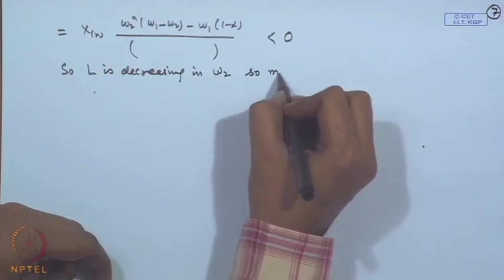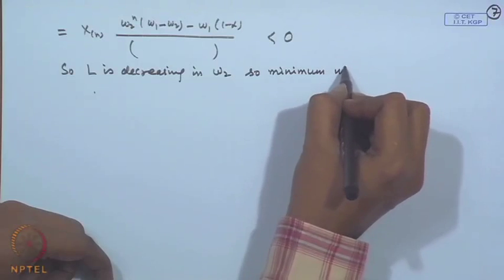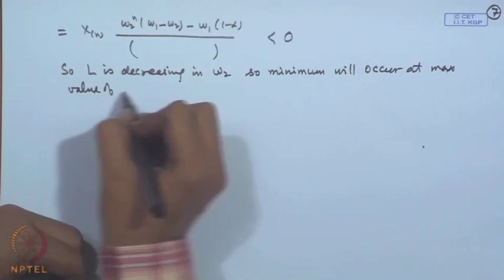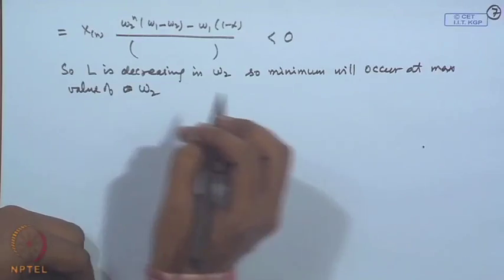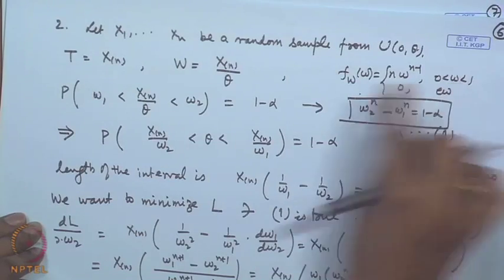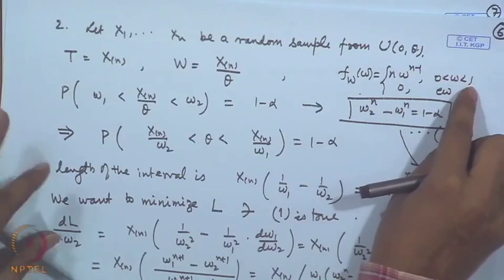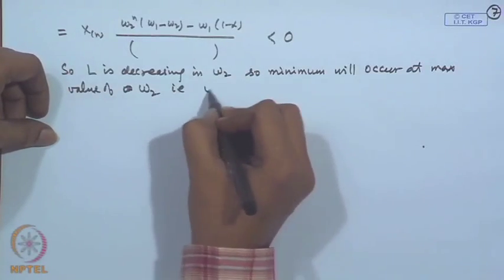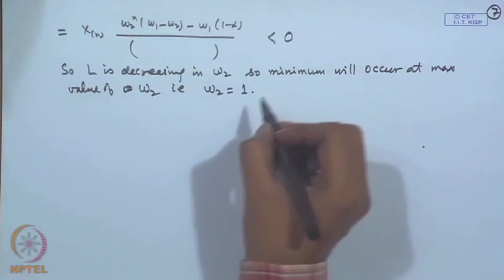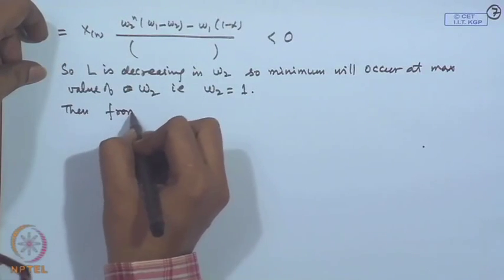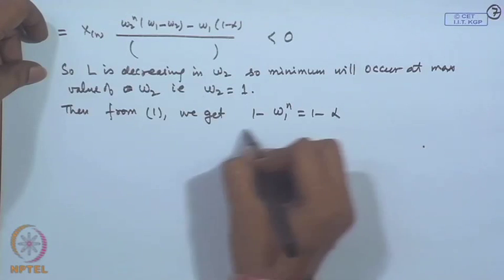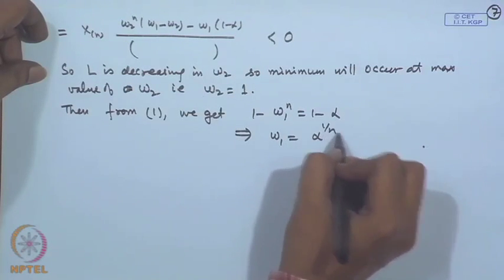So, the minimum will occur at the maximum value of omega 2. Now, what are the ranges of omega 1, omega 2? Because the range of this distribution is 0 to 1, the maximum value of omega 2 can be equal to 1 only. So, that is omega 2 is equal to 1. If I have omega 2 is equal to 1, then from condition 1 we get 1 minus omega 1 to the power n is equal to 1 minus alpha, which gives me omega 1 is equal to alpha to the power 1 by n.